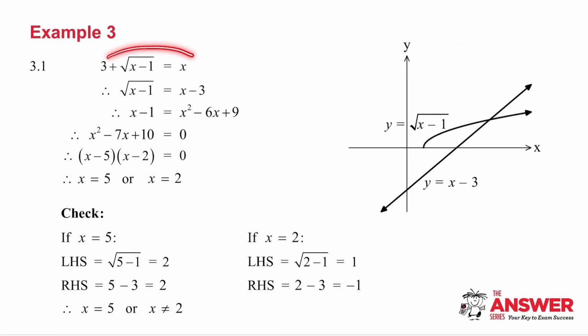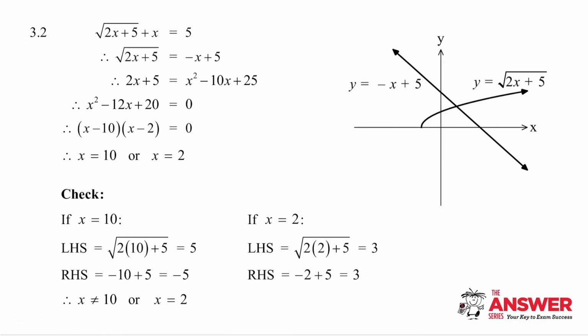The first thing I've done is I've taken 3 across to the other side. I've then squared both sides, set up the quadratic equation, which I've factorized, and I've got my two answers. Again, check. If x equals 5, the left and the right-hand sides are equal, so that is a solution. If x equals 2, the left and the right-hand sides are not equal, so I need to eliminate that. And again, there's the graph with the solution there, and the invalid solution, of course, is there.